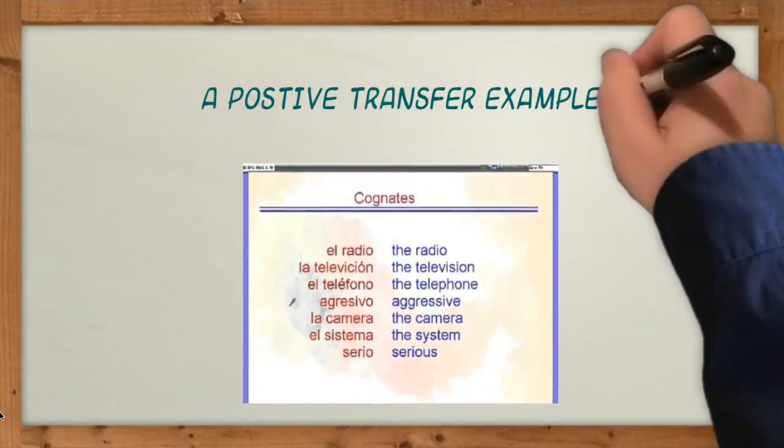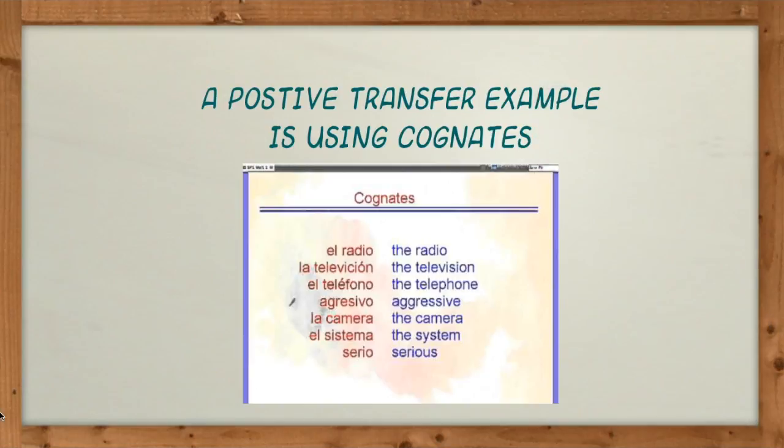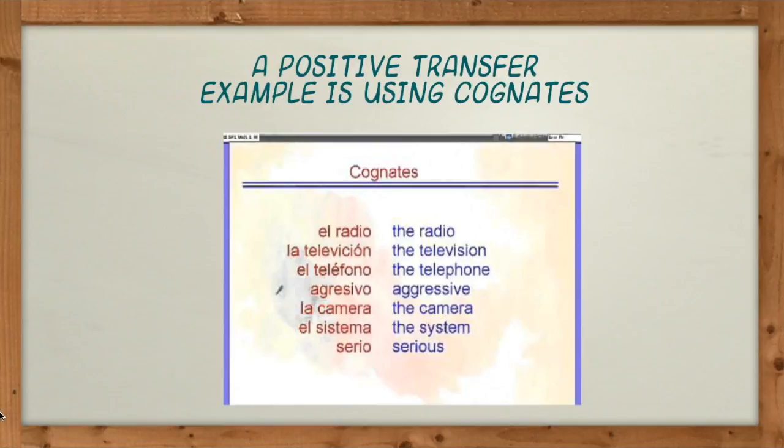A positive transfer example is using cognates. A list of cognates in Spanish are similar to the ones in English. For example, el radio, the radio, la televisión, the television, el teléfono, the telephone, agresivo, aggressive. La cámara, the camera, el sistema, the system, serio, serious are great examples of cognates.